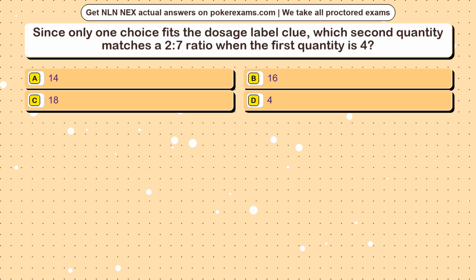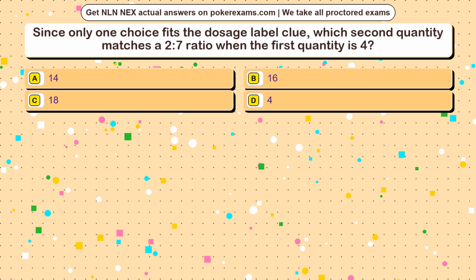Question 21. Since only one choice fits the dosage label clue, which second quantity matches a 2:7 ratio when the first quantity is 4? Option A, 14. Option B, 16. Option C, 18. Option D, 4.